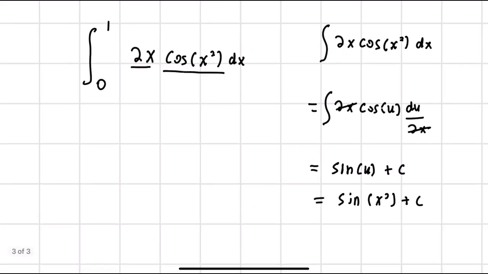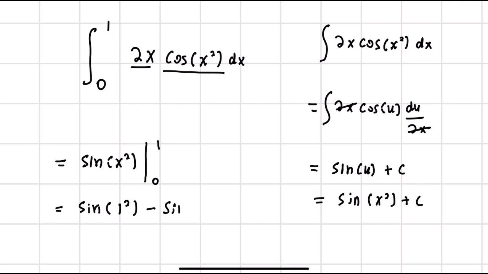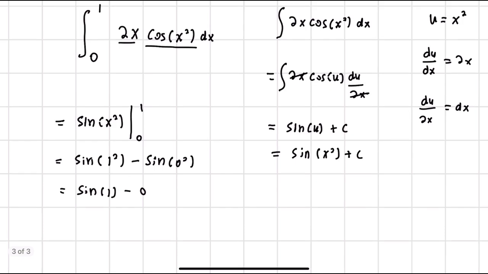And now let's evaluate our definite integral. So the antiderivative is sine x squared, and our bounds are from 0 to 1. So let's evaluate the upper bound first. So we have sine 1 squared minus sine 0 squared. And this is equal to sine 1 minus 0. So our final answer is simply sine 1. And here is our final answer.